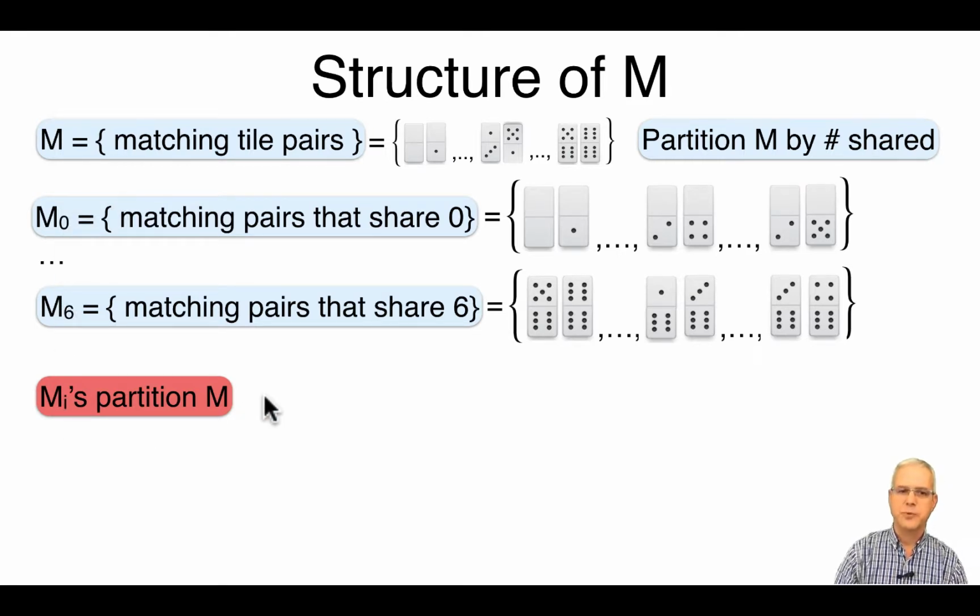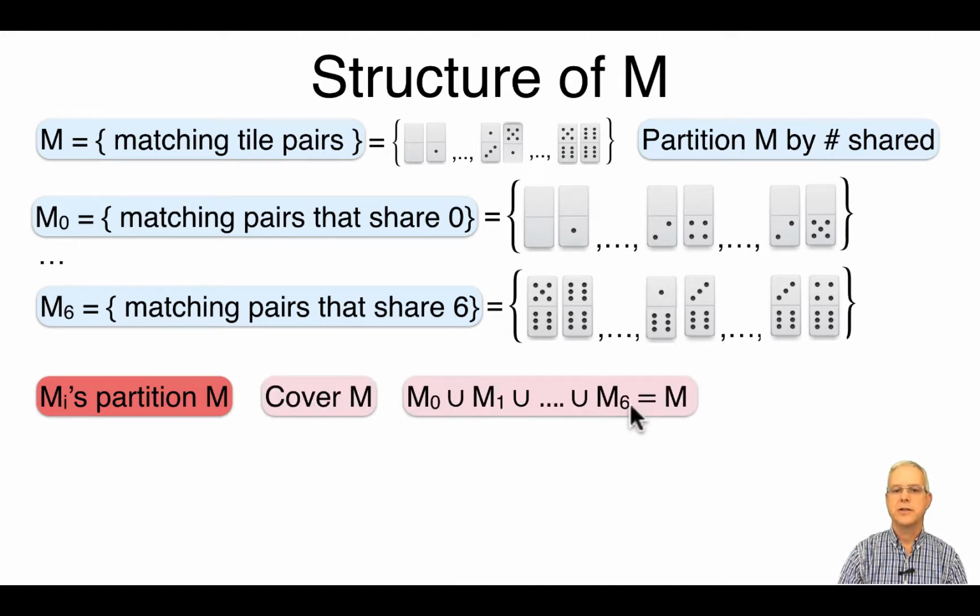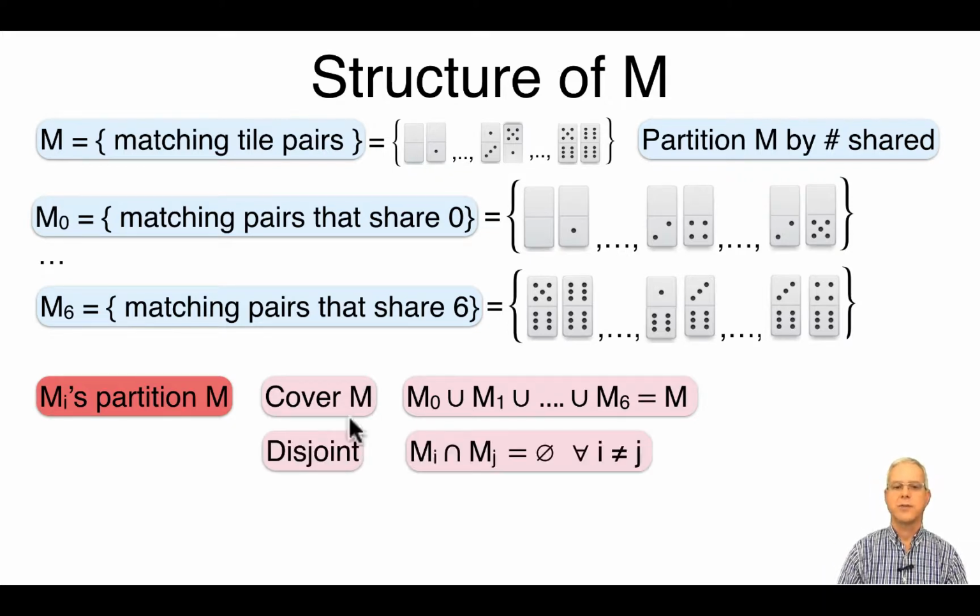What do we mean by that? We mean that together they cover M, namely, if you take the union, it's going to be M. Each one here is a subset of M, but if you take the union, you'll get all of M back. So that's one thing, they cover M. And the second property they have is that they're disjoint. Namely, if you take M1 and M6, for example, they do not intersect. There is no pair that is both here and here. That holds for i not equal to j.